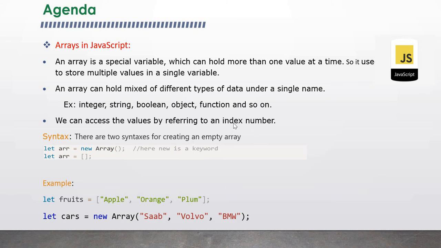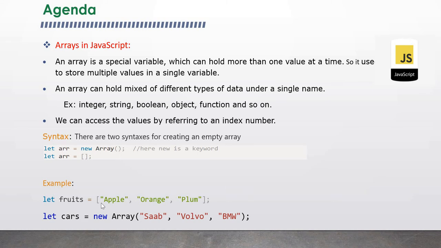So what is an index number? Let's first see the syntax for how we can declare an array. In JavaScript, this is your variable, like arr, and this is the declaration keyword, let or var, whatever you use, equals to, then the new keyword, and then Array, which is a reserved word. That's an empty array, and that's the way you can declare it.